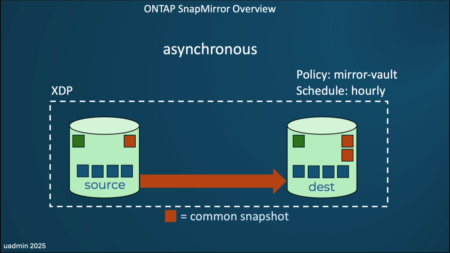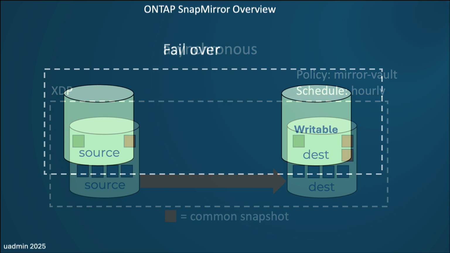And the third and very popular policy is the mirror vault type. This gives you the best of both worlds. It will allow you to fail over to the destination, and it can at the same time retain multiple snapshots at the destination volume. This type is also only supported with SnapMirror XDP. Now, how does this failover work and how to initiate one?